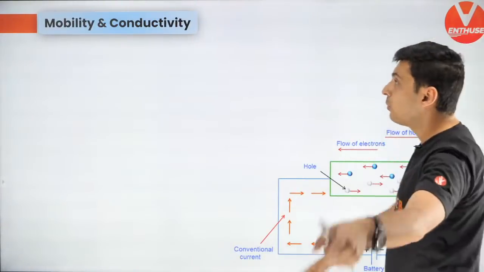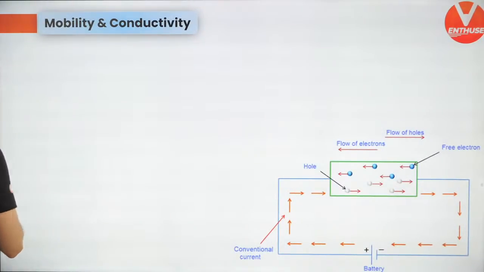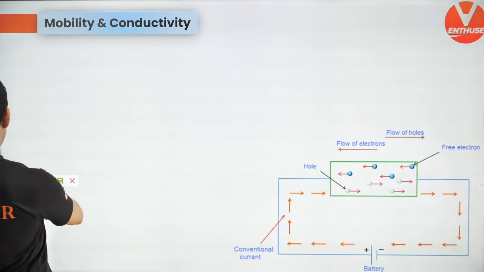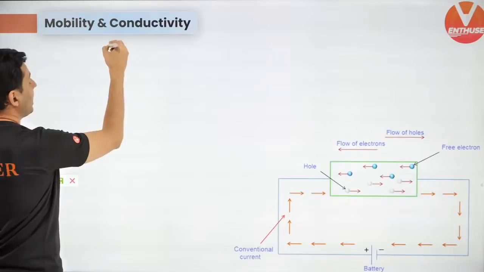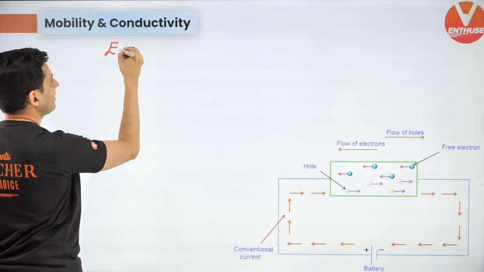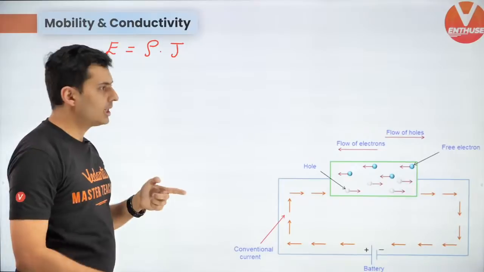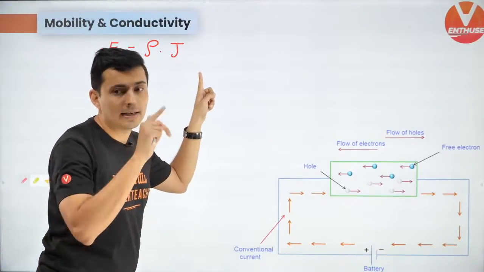Now, let's talk about mobility and conductivity. Very, very important formulas coming up for all of you. I hope you are going to write it down. So what are these important formulas? Now, the first thing that you should know is that, remember in current electricity, I had told you electric field is rho into J. Electric field inside a conductor is resistivity into current density.